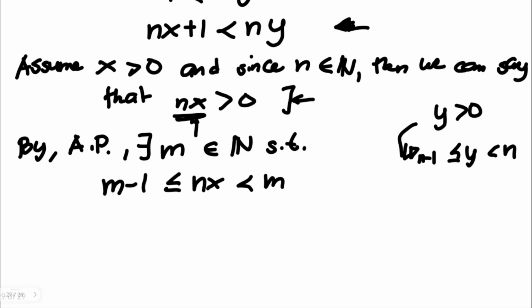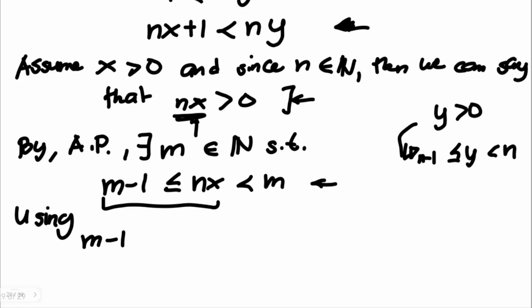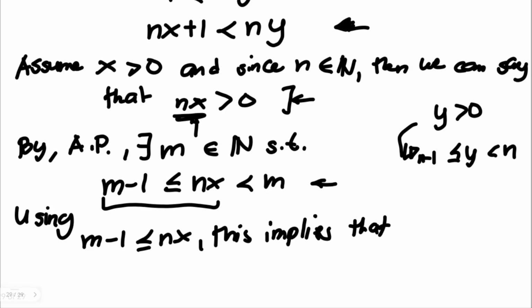Why do we do this? This is because using this side here, m minus 1 is less than or equal to nx. This implies that adding both sides by 1, m is less than or equal to nx plus 1. Why do we need this?